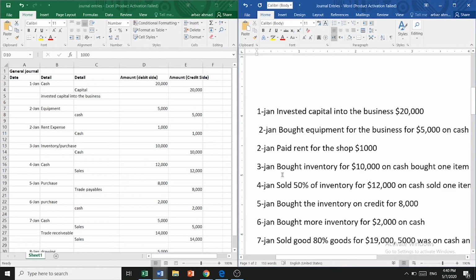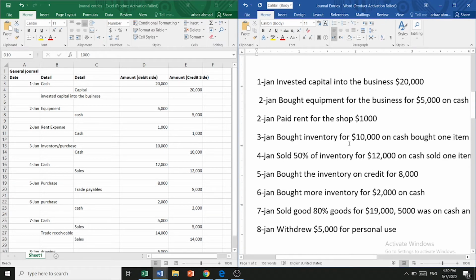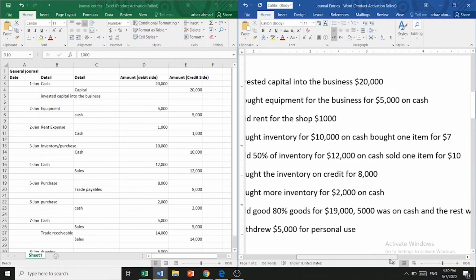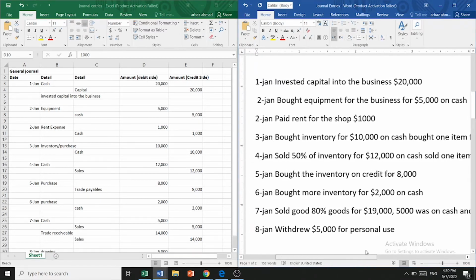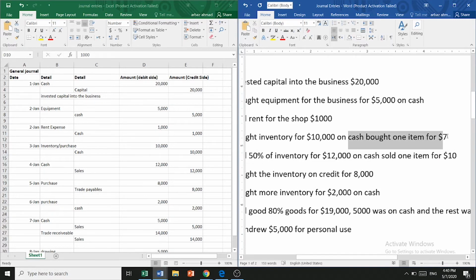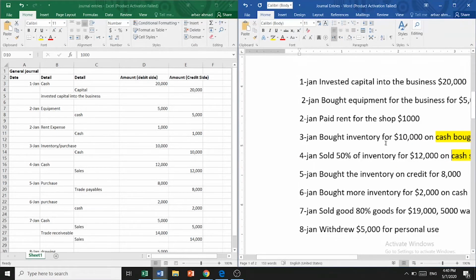Then moving on to the next entry, that is 3rd January, bought inventory for 10,000 in cash, one item for $7. I will explain later why I have mentioned $7 for one item, and why it's important to know its value. For now we are going to post just one entry, on 3rd January. We will write the date under the date column, and the account name. It can be either inventory or purchase. Then we will credit cash. In this case we bought the goods on cash, so it is 10,000 debit and 10,000 credit.